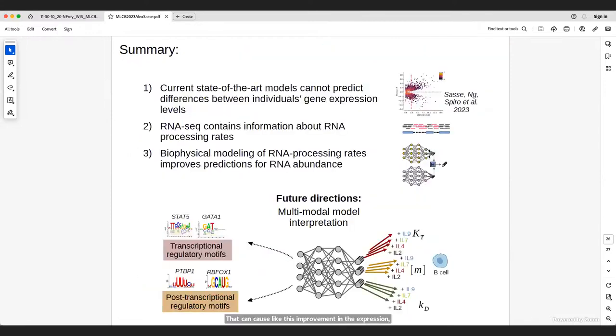And so in summary, I hope I've shown you that current state-of-the-art models cannot predict differences between individuals' gene expression levels. I showed you a way of how we can use RNA-seq data to get information about RNA processing rates, and then how we can use this all together in a combined biophysical model to make better predictions for gene expression. And in the future, I think it's very exciting because this model has the ability to split the modeling into transcriptional and post-transcriptional parts, and therefore also make better analyses of what influences post-transcriptional and transcriptional expression, but not only that, also the processing rates directly.